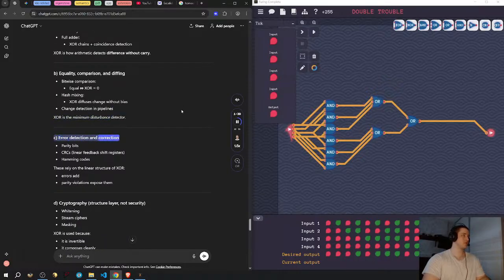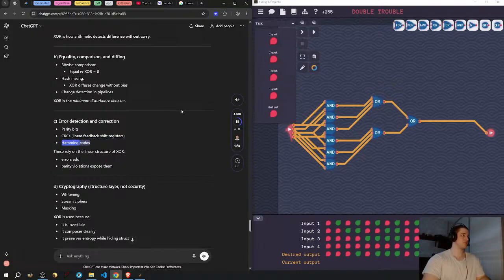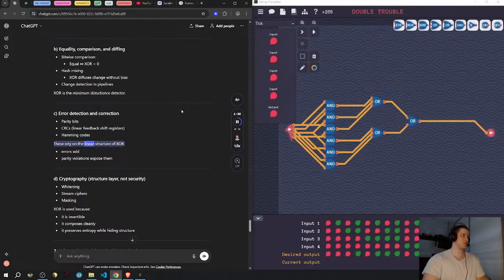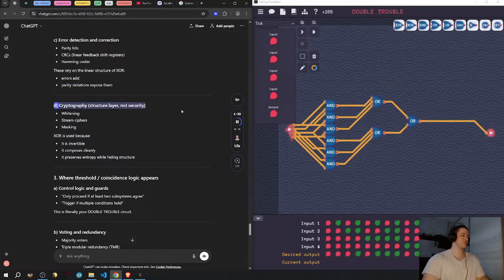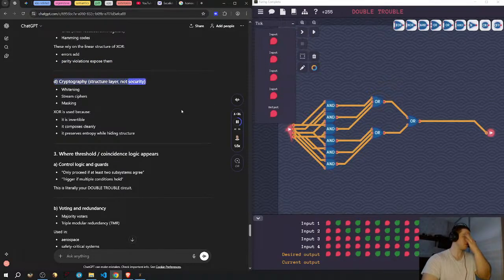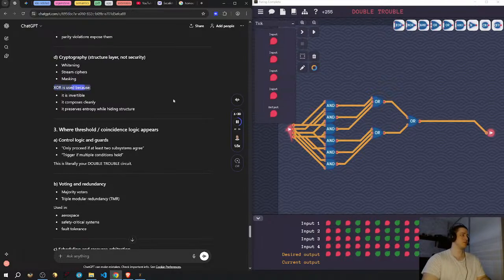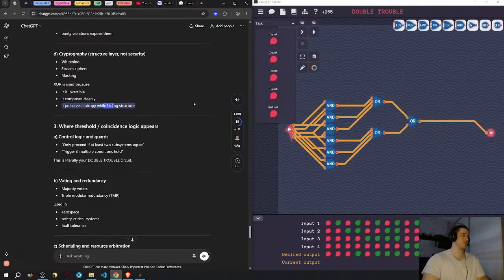C. Error detection and correction. Parity bits, CRCs, linear feedback shift registers, Hamming codes. These rely on the linear structure of XOR. Errors add. Parity violations expose them. D. Cryptography, structure layer, not security. Whitening, stream ciphers, masking. XOR is used because it is invertible. It composes cleanly. It preserves entropy while hiding structure.